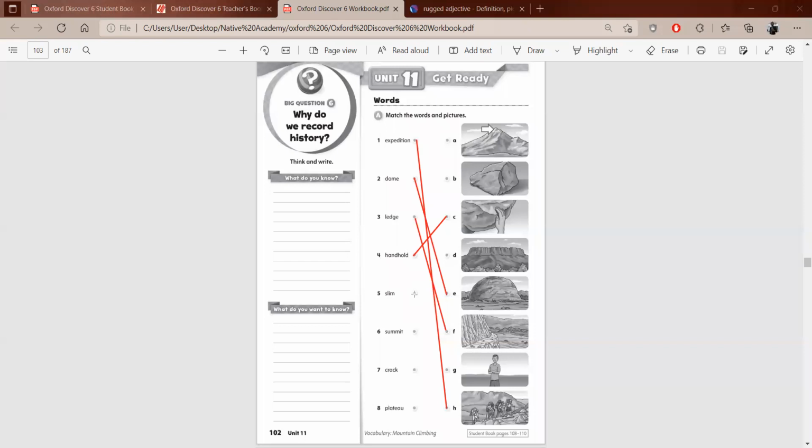Slim. Is G. Of course, G. Okay. Number 6, summit. A. Of course, summit with A. And what is the meaning of summit? Summit, like the top of a mountain or a hill. Of course. And what about that word?